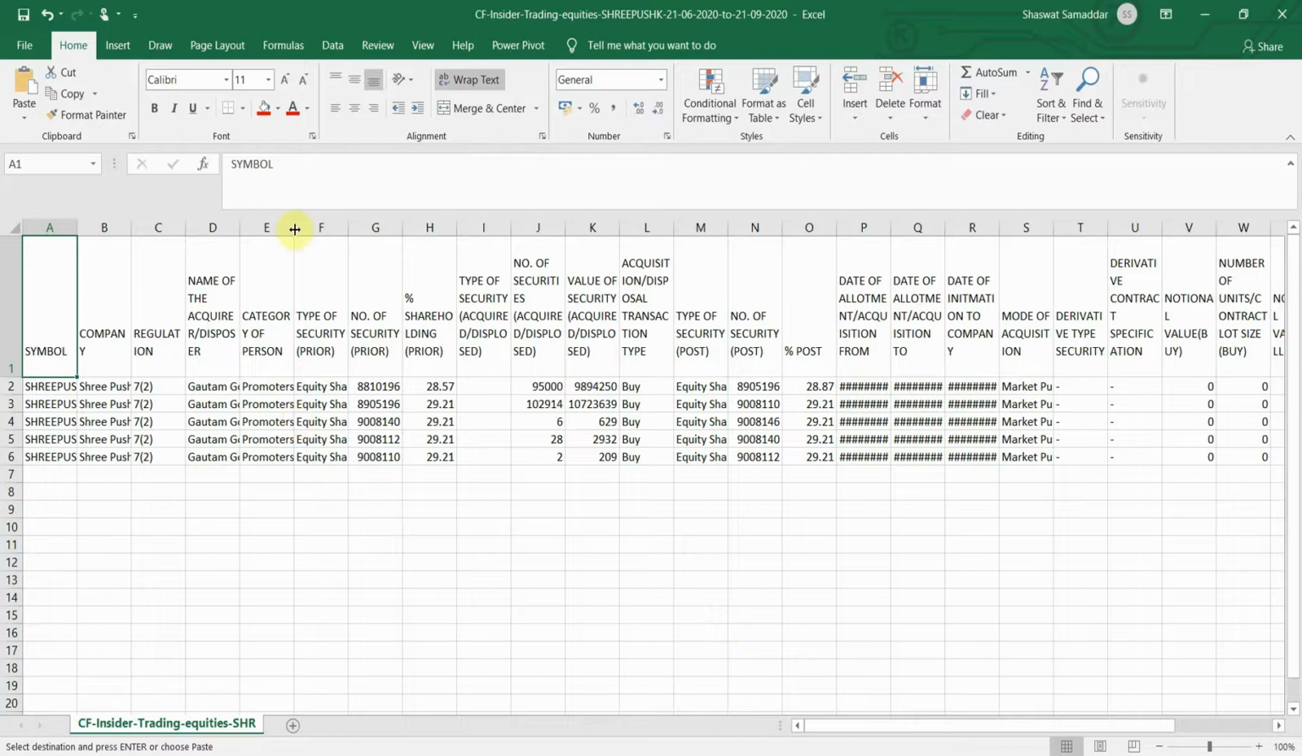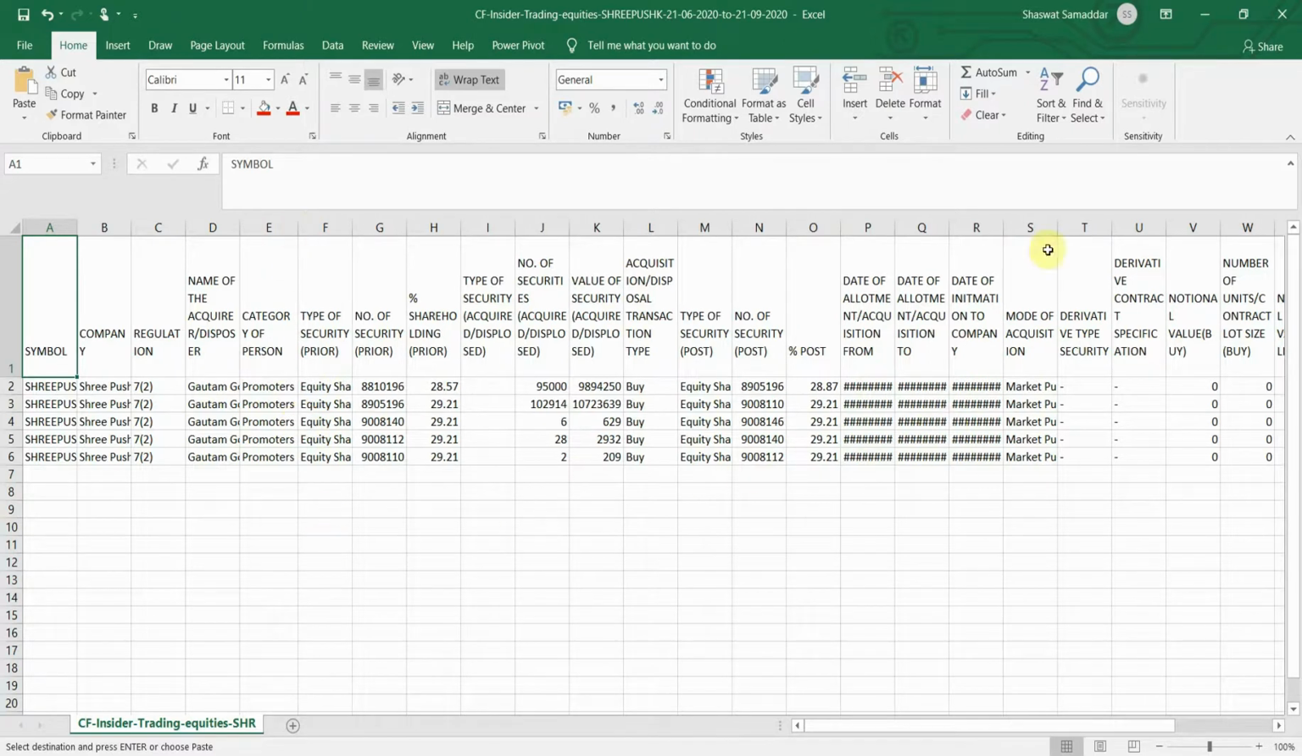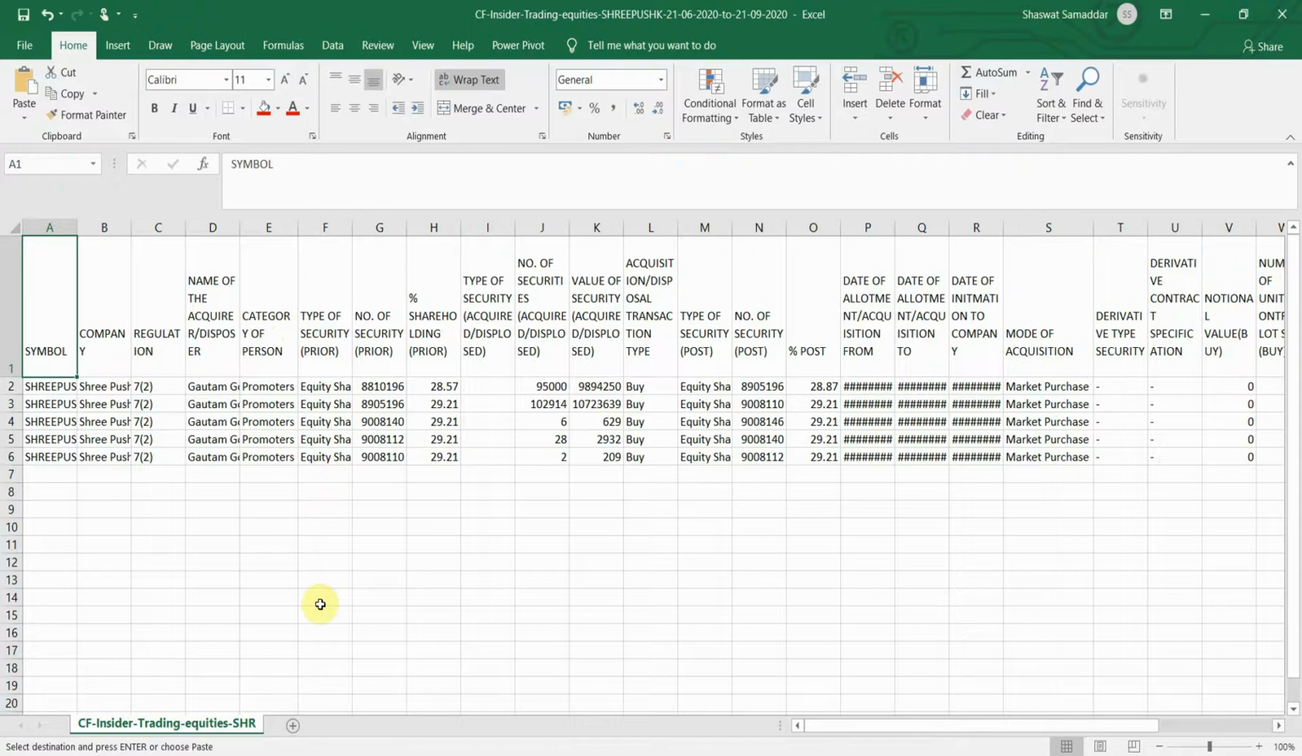Now what filters we have to apply here? If you have seen the previous two videos you would know, but let me just quickly recap it. First, let me widen the columns of category of persons and mode of acquisitions. Okay, so what we want is we want only those data points in which the promoters or promoter groups have made a position in this company through market purchase only. From where we could check these promoters or promoter groups, we can check in the category of persons column, and the mode of acquisition will show us through which medium did they purchase the share.